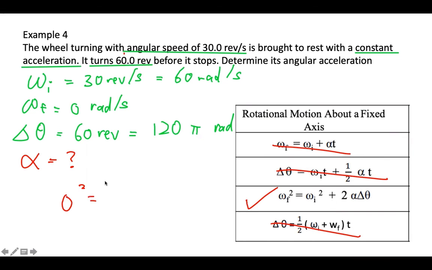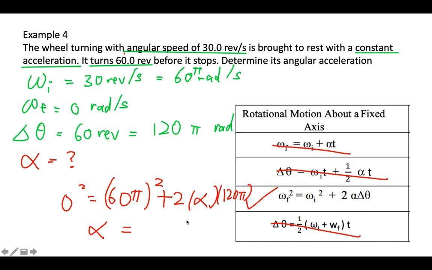0 squared equals 60 pi, sorry, with the pi, my bad, 60 pi squared plus 2 times the thing we're going to find, times 120 pi. Okay, so what do you find? Because as you can see, it starts from 30 and becomes 0, it means that the acceleration should be negative. Okay, so negative 47.1 radians per second squared.